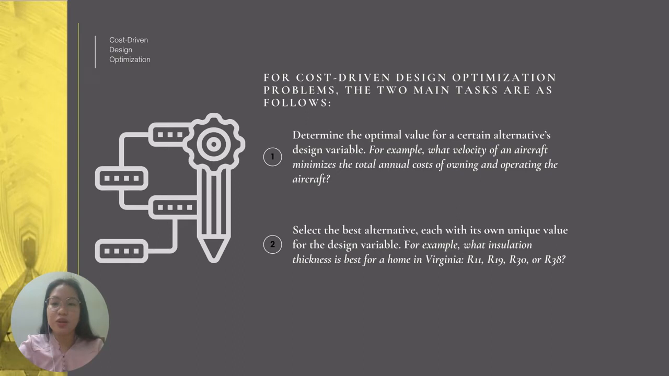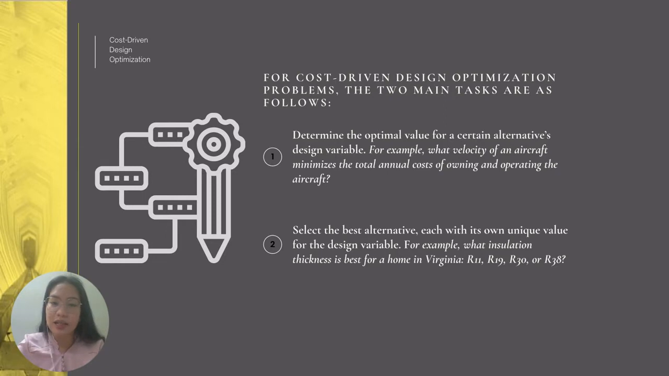So for cost-driven design optimization problems, the two main tasks are as follows. First, you have to determine the optimal value for a certain alternative's design variable. For example, what velocity of an aircraft minimizes the total annual costs of owning and operating the aircraft. So you have to determine the optimal value if you have an alternative design. The aircraft velocity is just an example.